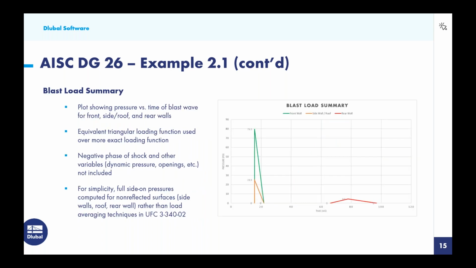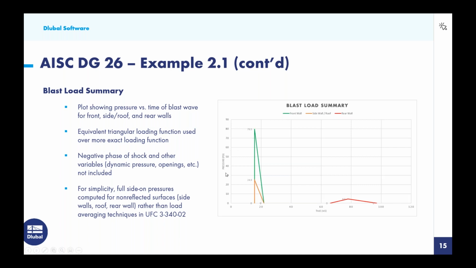So let us take a look at the summary here for all three portions of our structure so we can see how this blast load is moving from the front of the structure to the rear of the structure. Over on the right-hand side, you'll see a plot showing the pressure versus the time of the blast wave. The green indicates the front wall. The orange indicates both the side walls and the roof. And finally, you can see a little bit later on, we have the charge reaching the rear wall.